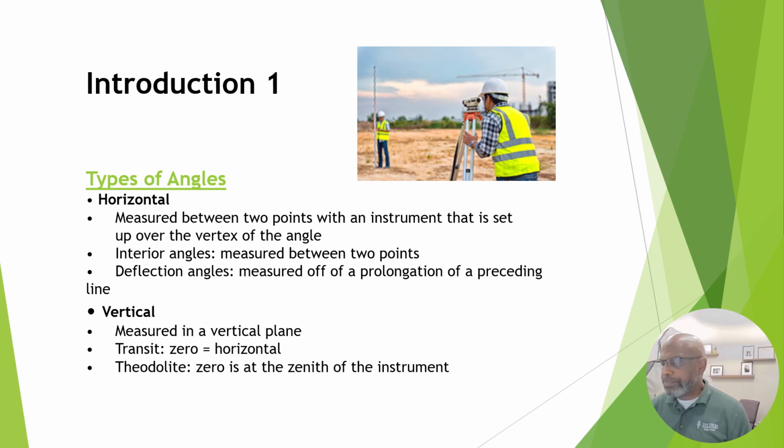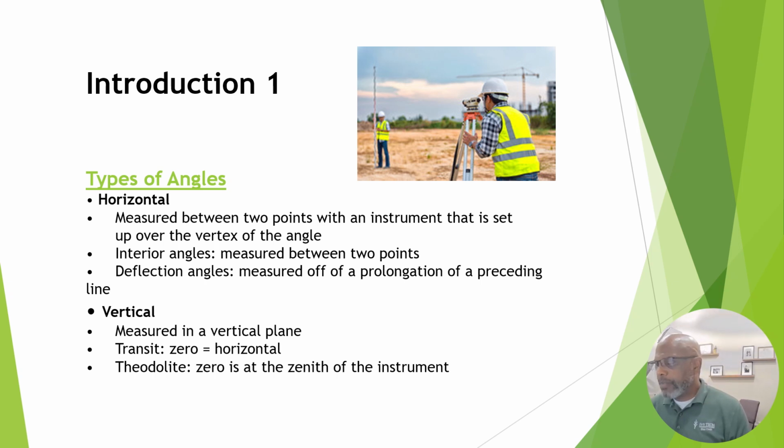Deflection angles are horizontal angles that are measured from a prolongation of a preceding line. So it's not a closed figure, but it's open. So it goes in multiple different directions. It might go north, then turn northwest, and it might go another direction, go back and forth, but it's what we call deflection angles.